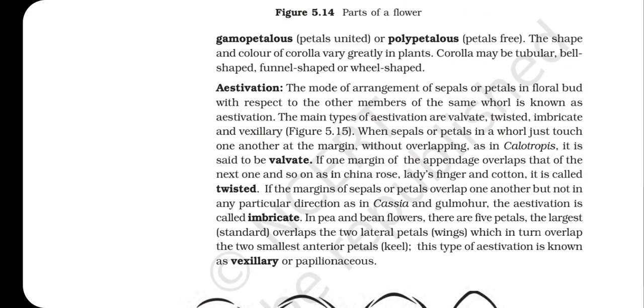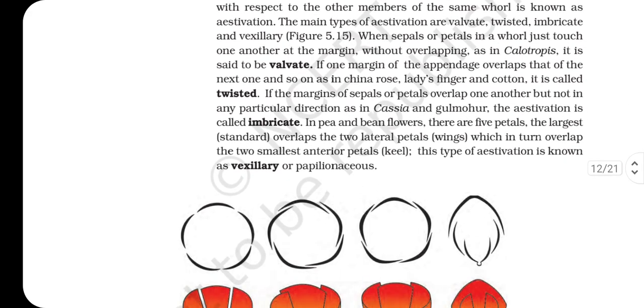In pea and bean flowers, there are five petals. The largest, the standard, overlaps the two lateral petals, the wings, which in turn overlap the two smallest anterior petals, the keel. This type of estivation is vexillary, found in Papilionaceae.